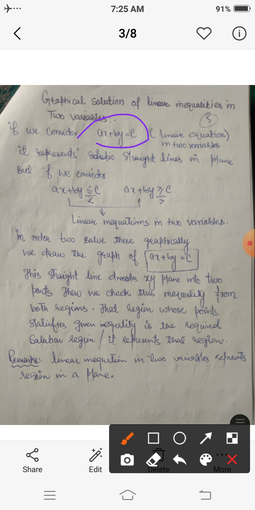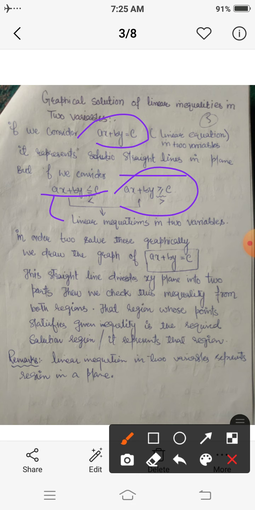But if we consider inequality, we have two types of inequalities: one, the slack inequality, and second, the strict inequality. Here ax plus by is less than or equal to c, or ax plus by is greater than or equal to c. This is the slack inequality. Similarly, we can have ax plus by less than c, or ax plus by greater than c, the strict inequalities. So we have four types of inequalities: two slack inequalities and two strict inequalities.